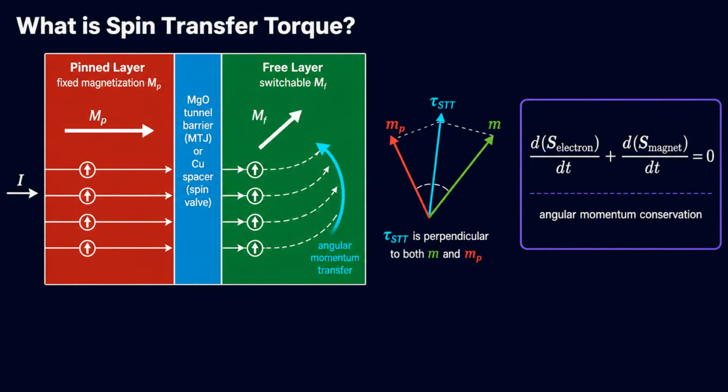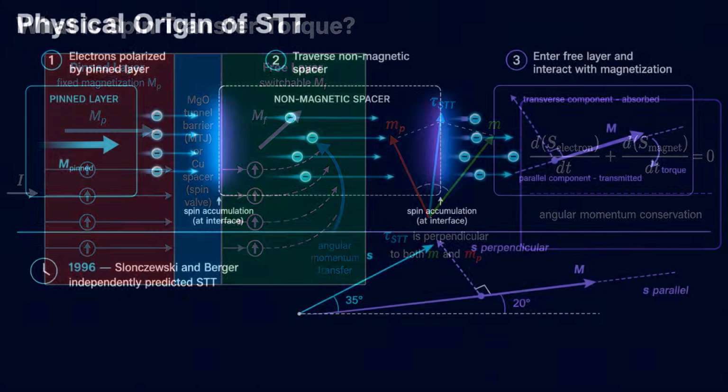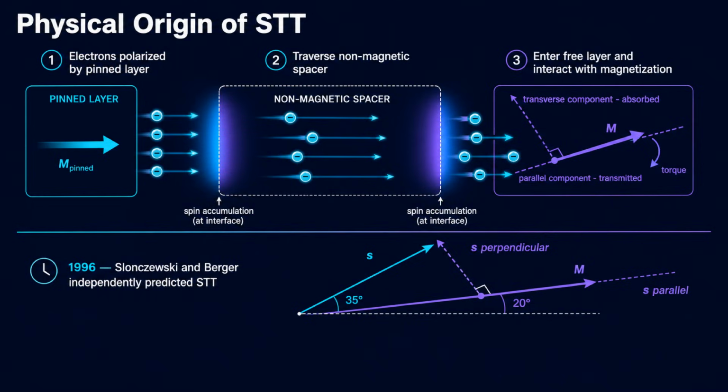Spin transfer torque occurs when spin-polarized electrons flow through a magnetic material. In a magnetic tunnel junction with a fixed pinned layer and a switchable free layer, electrons become polarized by the pinned layer. When they enter the free layer, angular momentum conservation requires the lost electron's spin angular momentum to transfer to the magnetization. This creates a torque that can switch the free layer. The physical picture is straightforward.